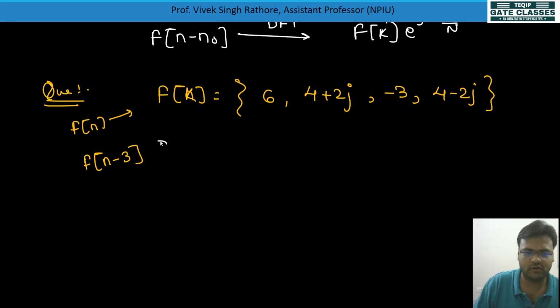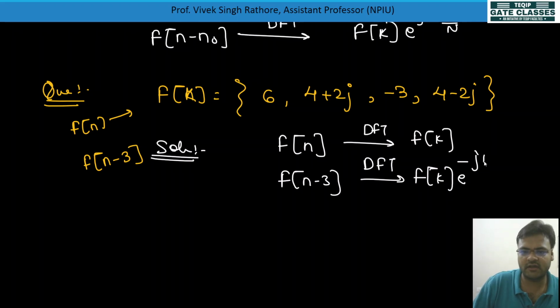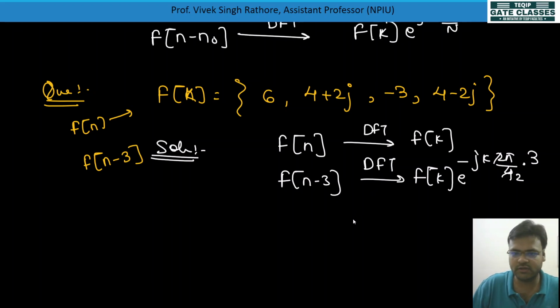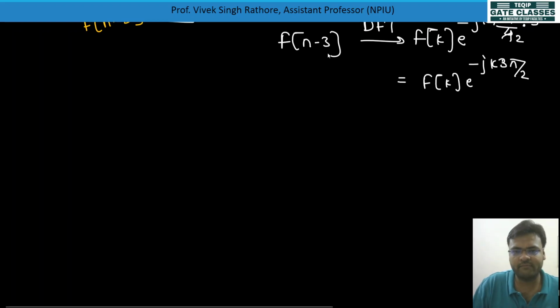We'll try to solve this question. As you know, if the DFT of f of n is f of k, then f of n minus 3 will have DFT value f of k into e to the power minus j k omega n naught. Omega is 2 pi by N, where N is 4, and n naught is 3, so it will be 3 pi by 2. Ultimately f of n minus 3 has DFT value f of k into e to the power minus j k 3 pi by 2.